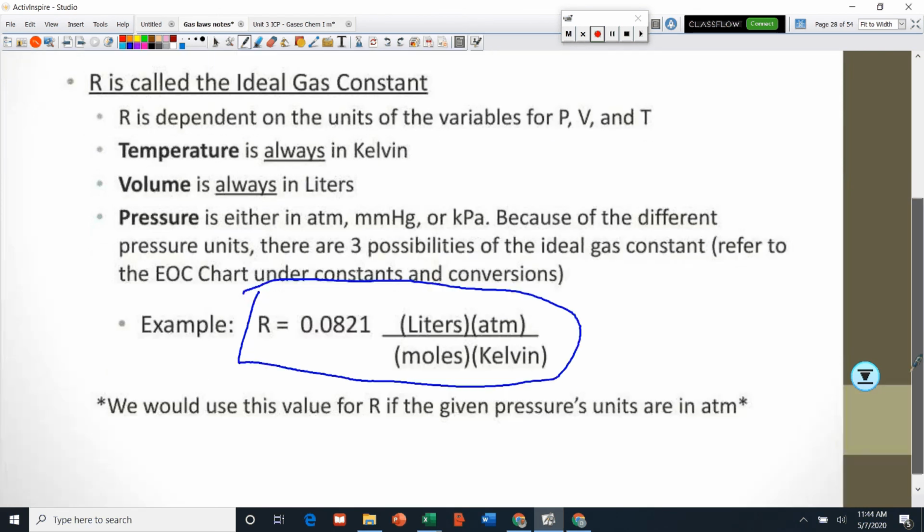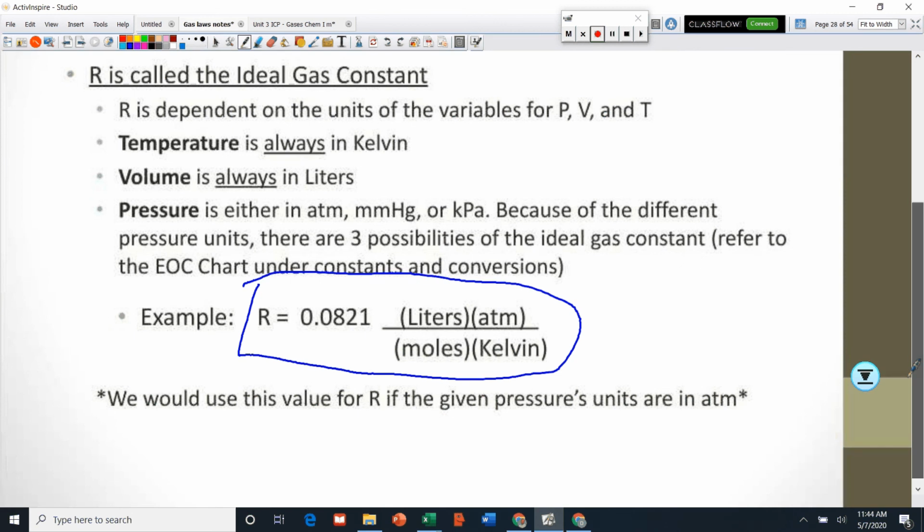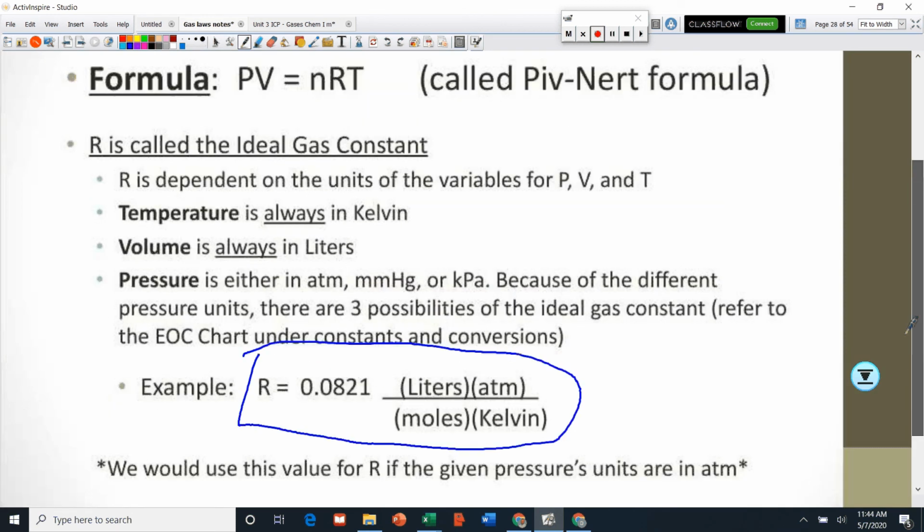So just remember, using PV equals nRT, temperature is always in Kelvin. Volume is always in liters. Pressure always needs to be in atmospheres. If you change the pressure units, then you have to change the R value. And I don't want us doing that. I want us using the same R every time. All right.